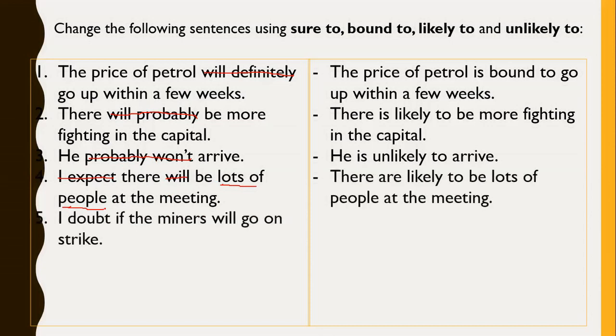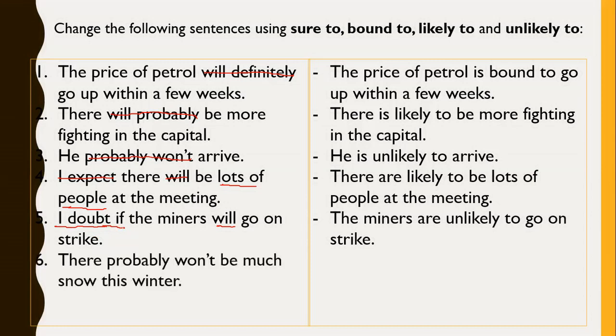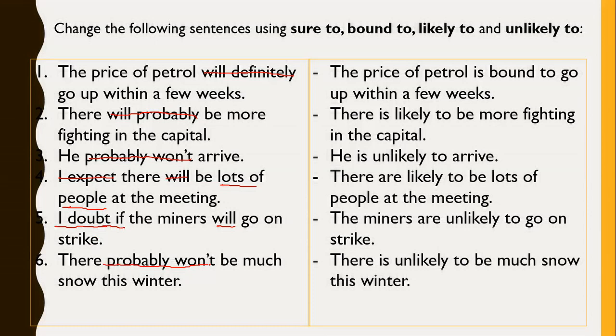Number five: I doubt if the miners will go on strike. I doubt makes this statement negative. Will only shows probability. I already told you, I doubt makes this statement negative. So remove I doubt if, and the answer is the miners are unlikely to go on strike. Number six: there probably won't be much snow this winter. It's very simple. Probability negative becomes unlikely to. So there is unlikely to be much snow this winter.